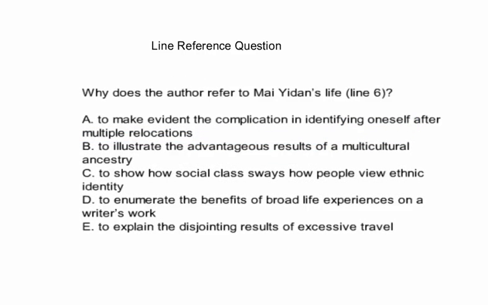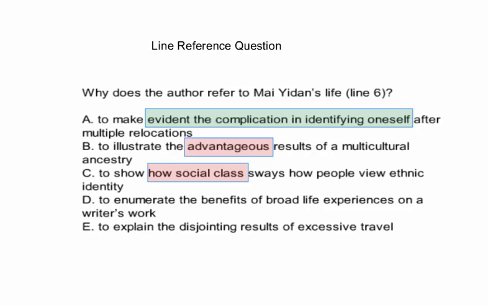Looking at our answer choices, in A we see to make evident the complications in identifying oneself after multiple relocations. That could be it, because this is showing that there's a problem. B, nope, this is advantageous, so we can rule that out. C, to show how social class sways how people view ethnic identity. No, it's more internalized than that. It's an identity dilemma that the people are having. D, to enumerate the not benefits, and to explain the disjoining results of excessive travel. Okay, there's disjoining there, but we're not talking about travel. We're talking about where they live. So A is our answer choice.